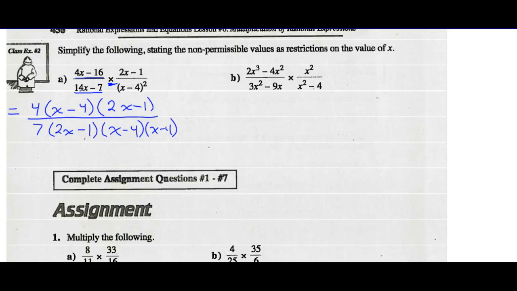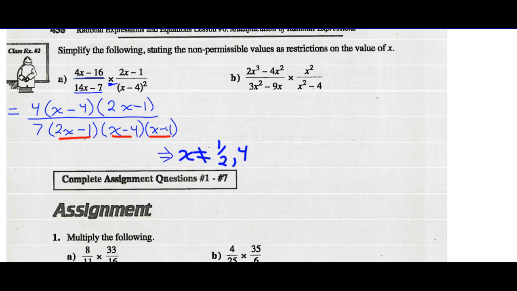I can now reduce any numerator with any denominator, but from what we saw last example, I want to make sure I state my non-permissible values before I do any reducing and lose any of my variable factors in my denominator. So 2x minus 1 as a non-permissible value, x can't equal add 1 and divide by 2, which is a half. Here, x minus 4, they're the same, so x also cannot equal positive 4. All right, so those are our non-permissible values.